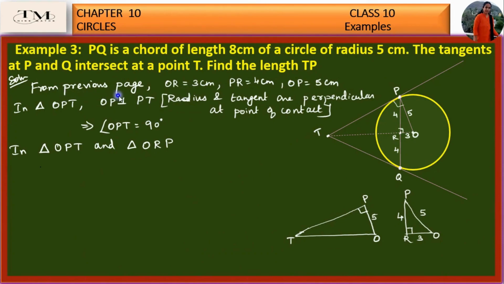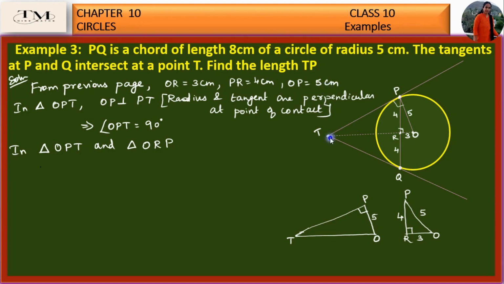So from the previous page, we have OR, which we found by PGT, as 3 centimeter, and PR is equal to 4 centimeter, OP is equal to 5 centimeter. So these are the details we got from the previous page.